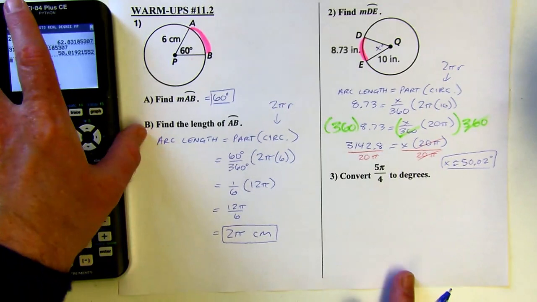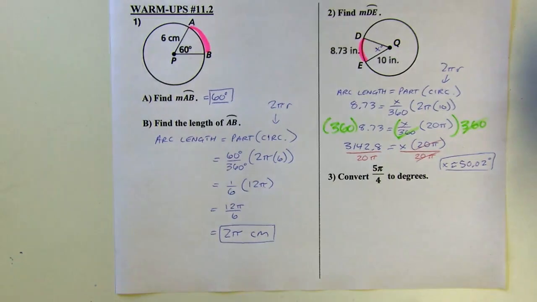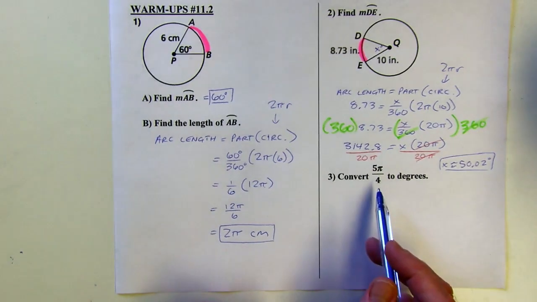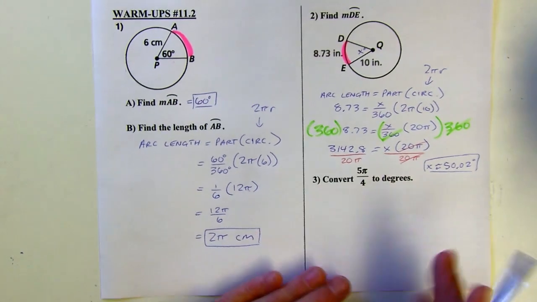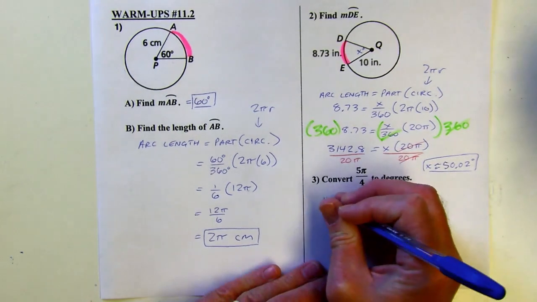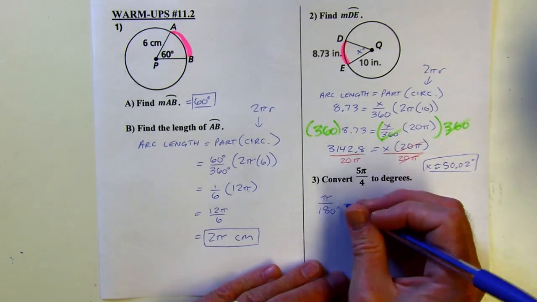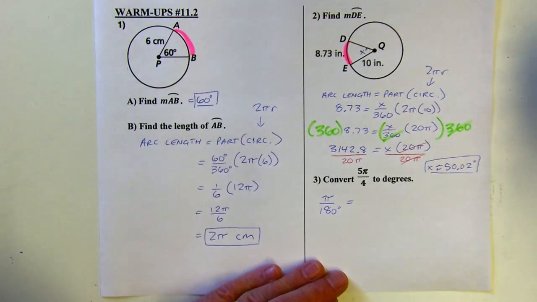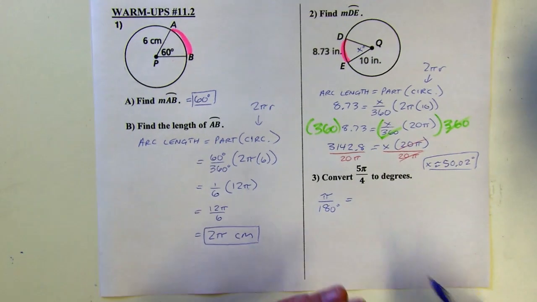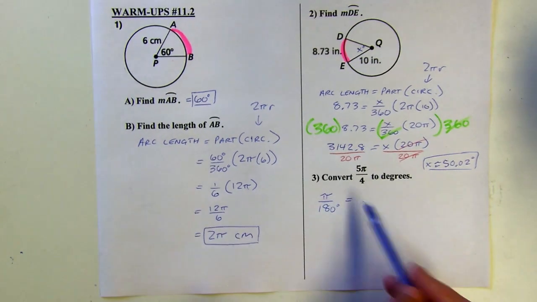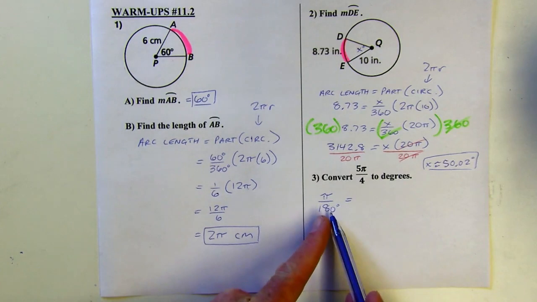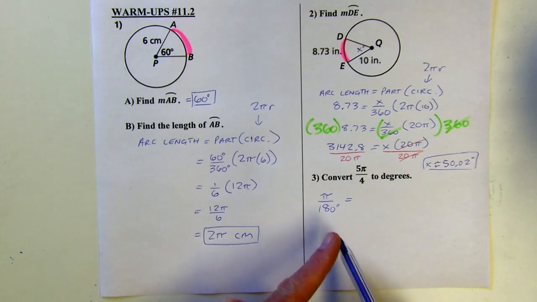Okay. All right. And then the last problem, I'm going to convert this to degrees. This is in radian measure. I'm going to convert it to degrees. And you have to remember that pi radians is equivalent to 180 degrees. If you got that, then you can always set up a proportion to convert. And you can convert in either direction. You could flip this upside down too.